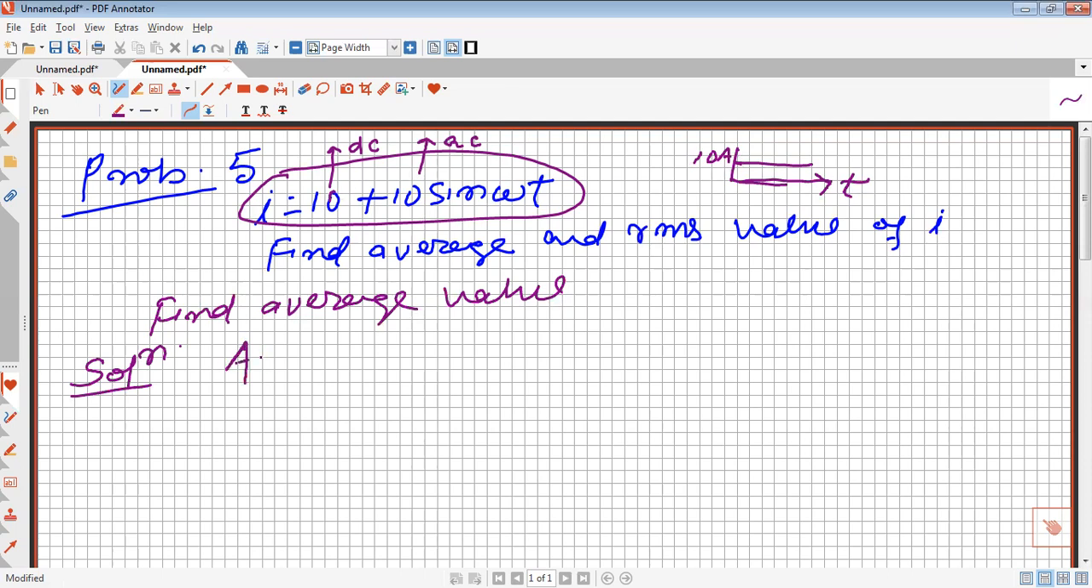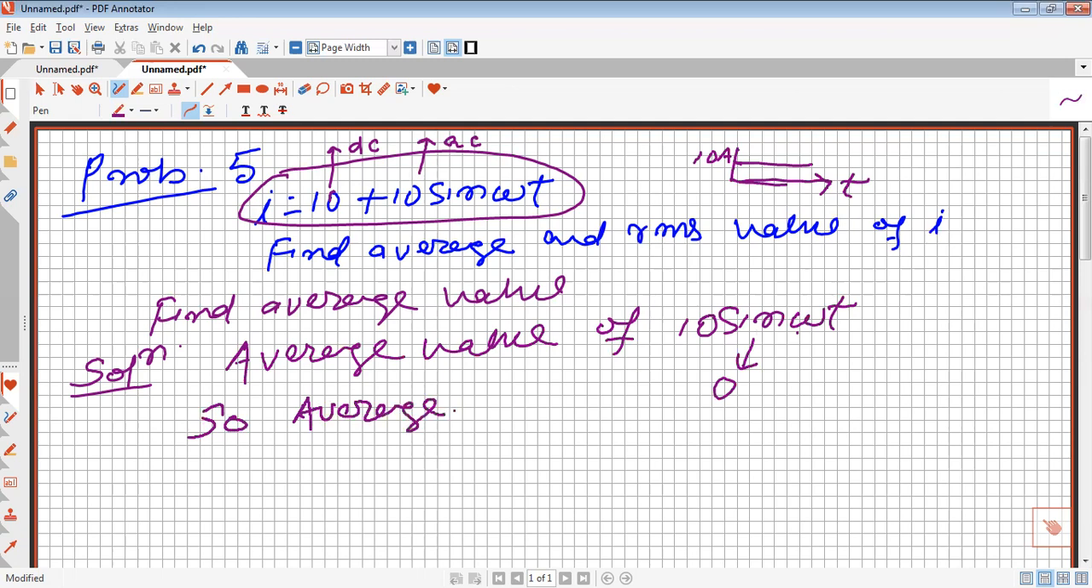But what will be the average value of the second part, 10 sine omega t? Because it is a sinusoidal function, and the average value of any periodic function integrated over its period, as I have explained in part 1, is 0. So its average value will be 0. So the average value of current I will be equal to 10 ampere. This is our average value.